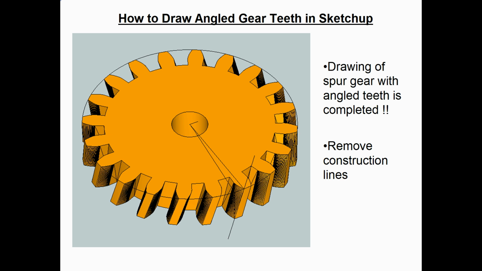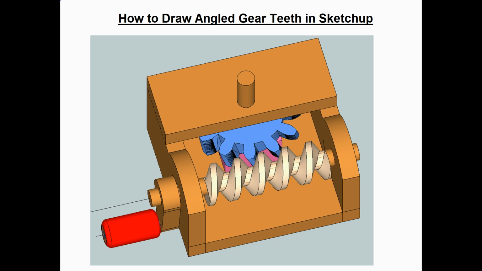Congratulations! The drawing of a spur gear with the angled teeth is now completed. All we have to do is remove the construction lines we used to make the drawing. Now here's a SketchUp drawing that shows the resultant spur gear with the angled teeth in blue mating up with the worm gear in light yellow color.